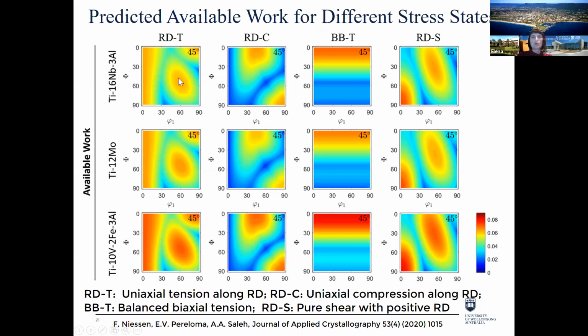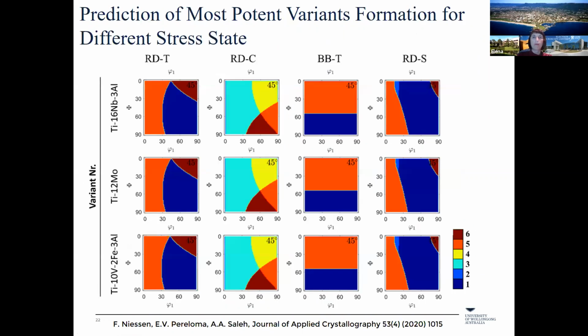But as soon as you change type of loading, you could see that distributions are changing. And because we have different areas in which we have different available work, we will have different potency of which variants will be forming.